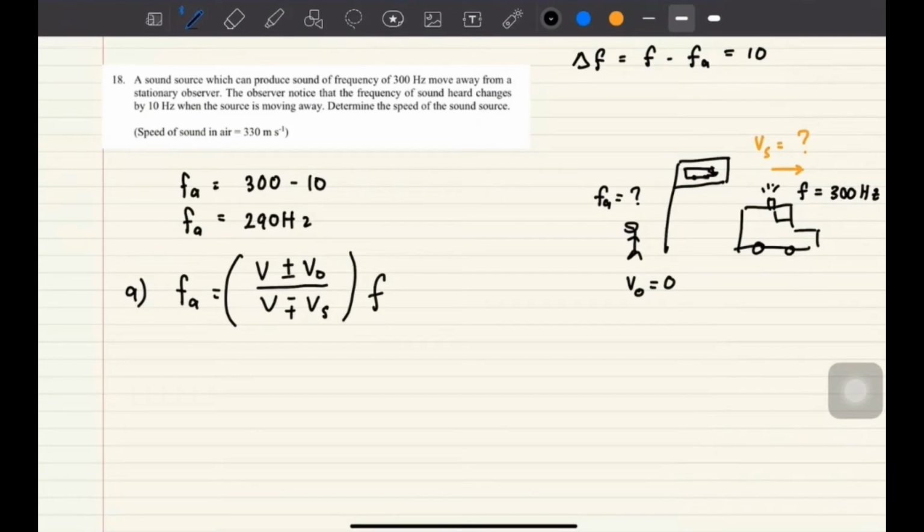Turun. Kes ni, frekuensi naik ke turun? Turun. Kalau turun nak ambil pair atas ke pair bawah? Bawah. Okay, good, very good.